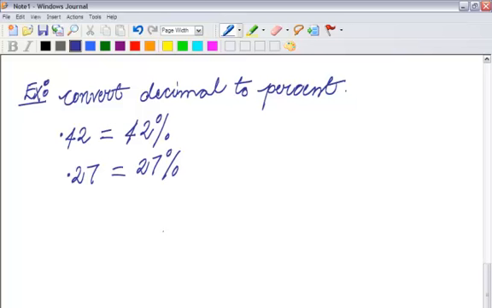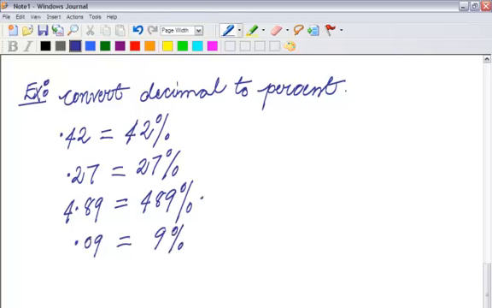How about if I have 4.89? What is that? 489%. How about 25? 2,500%. Again, the idea is that you move the decimal point 2 units to the right.